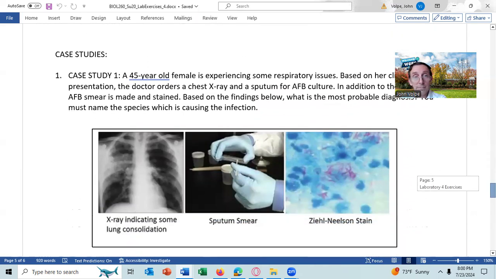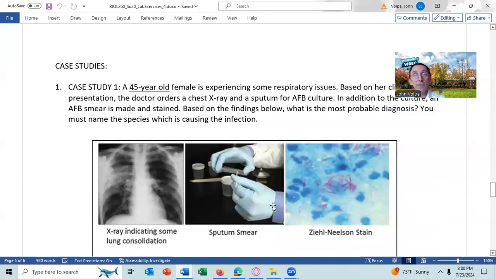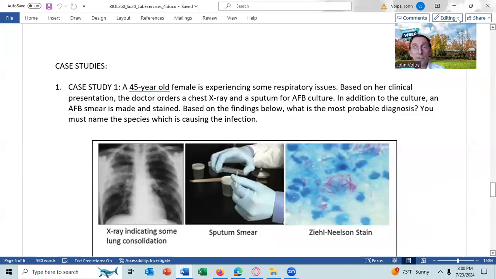In the case study here, case study 1 is a 45-year-old female experiencing respiratory issues. Based on her clinical presentation, the doctor orders a chest x-ray and a sputum for AFB culture. That's acid fast bacteria culture. In addition to the culture, an AFB smear is made and stained, shown here. And based on the findings below, what is the most probable diagnosis? You must name the species causing the infection. If you name the disease, you'll only get partial credit.